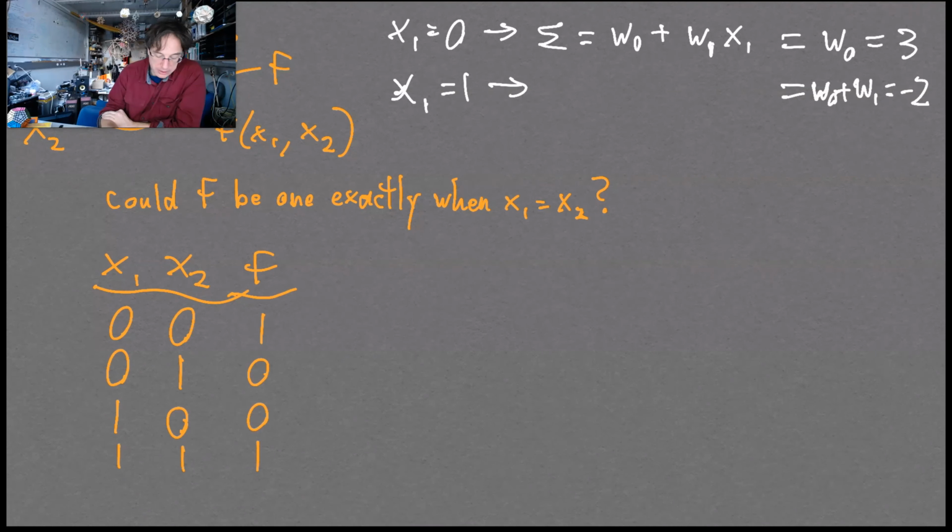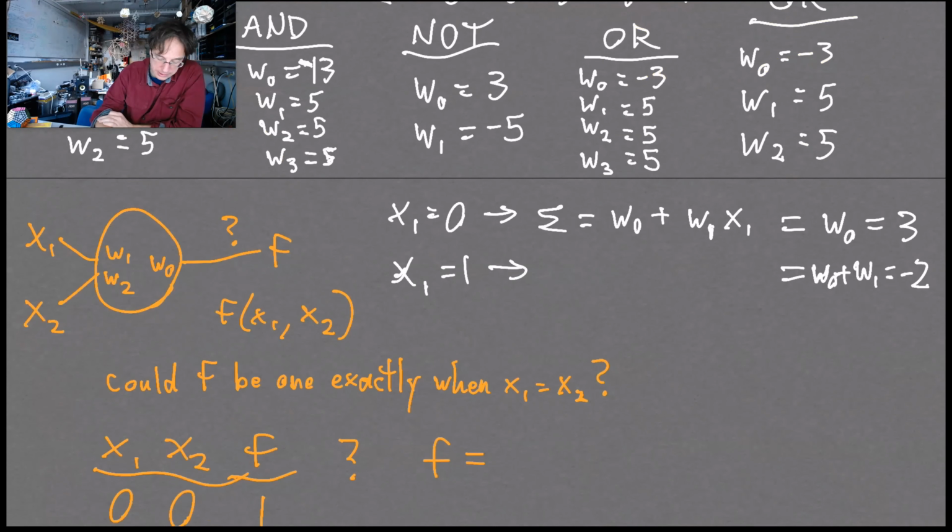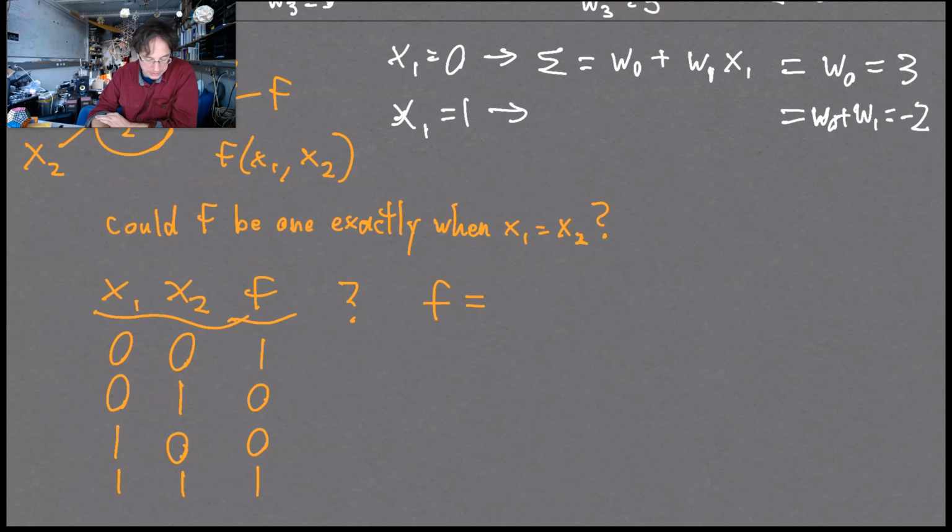So is this possible? f depends on this linear combination that we had here, this weighted sum. If we take weight 1 times x1 plus weight 2 times x2 plus the bias, and then look at whether that's positive or negative, we can use the sign function.